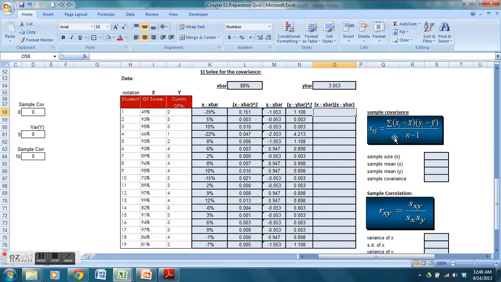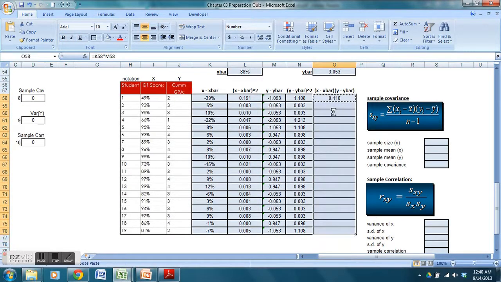Now, in the formula it's looking for your xi observation minus the sample mean of all the x's, which is x bar, and then multiplied by y minus y bar. So let's just do that. X minus x bar multiplied by y minus y bar. Copy and paste all the way down. Great.